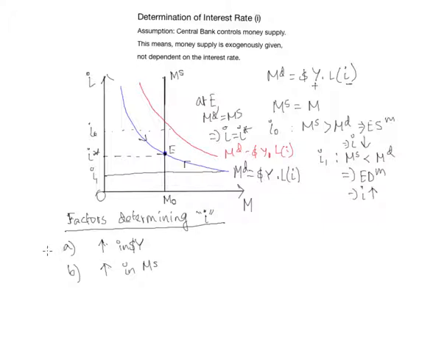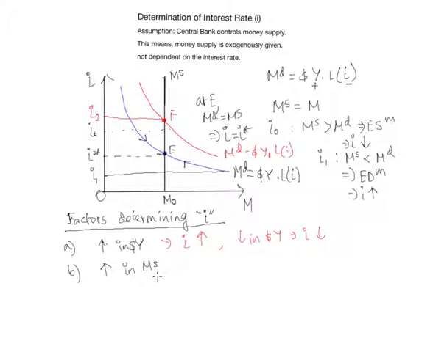This money demand intersects money supply at this new point F. At F we have a higher interest rate, let's say I2. So increase in Y raises interest rate. Similarly, you can show that decrease in Y would lower interest rate.